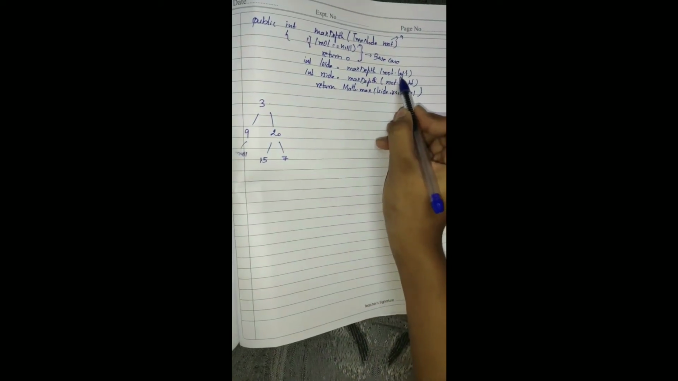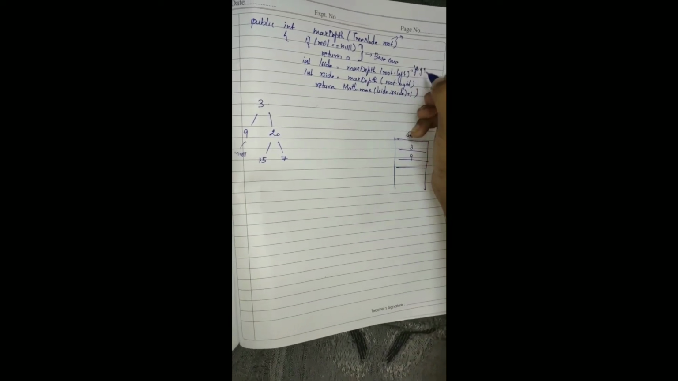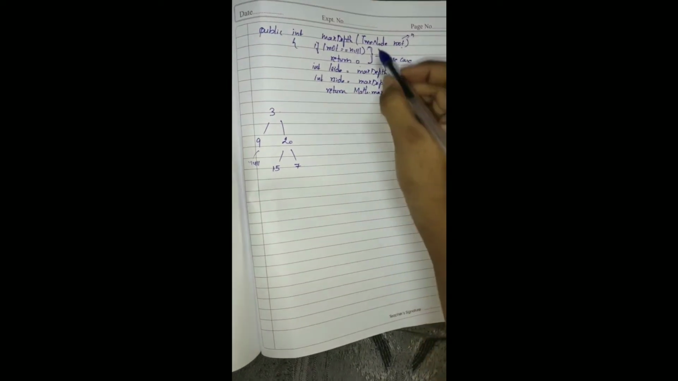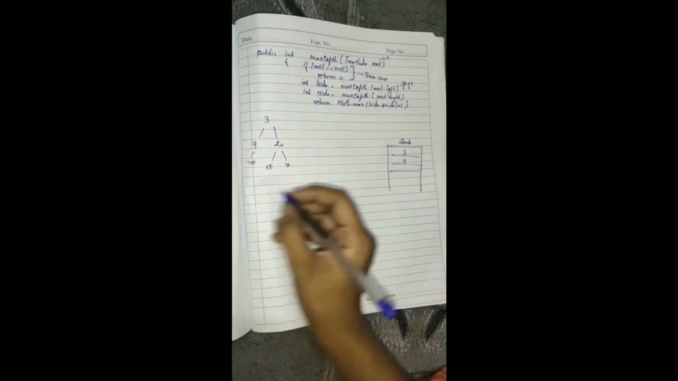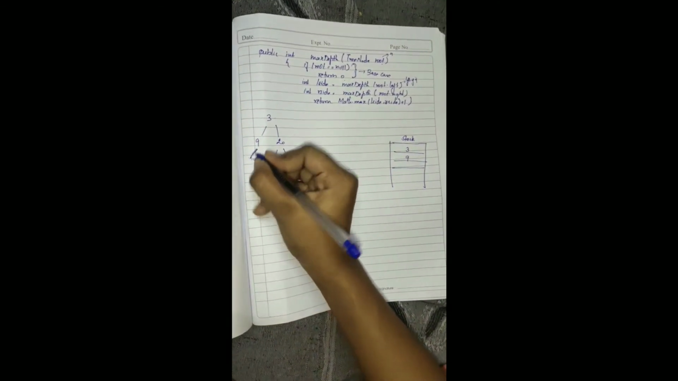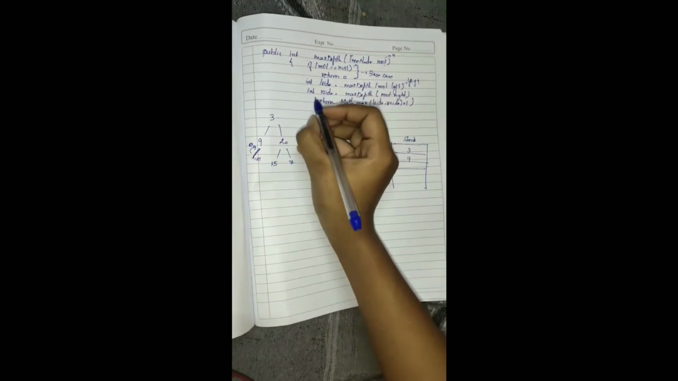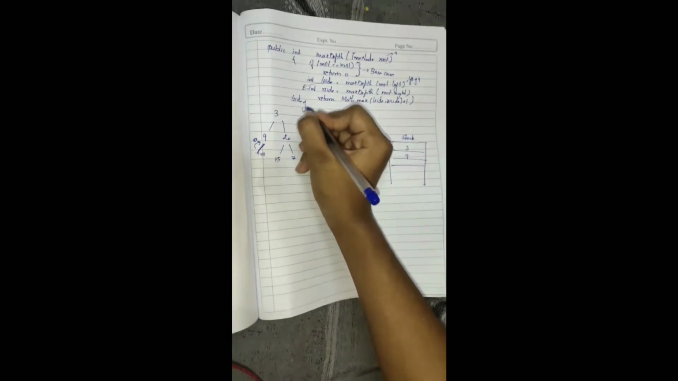So root dot left is left of 9, which is null, so null will be passed as a root. Now null is equal to null, so it will return 0. So now the left of 9 returns the value 0, which means the left side of 9 will be equal to 0.